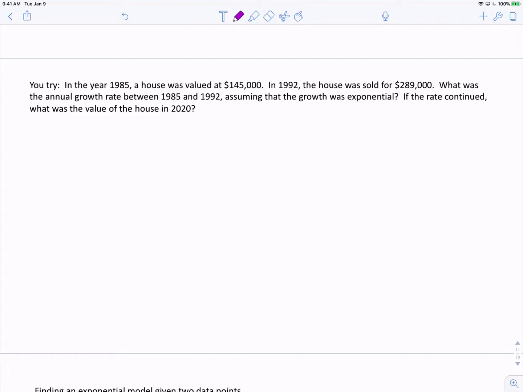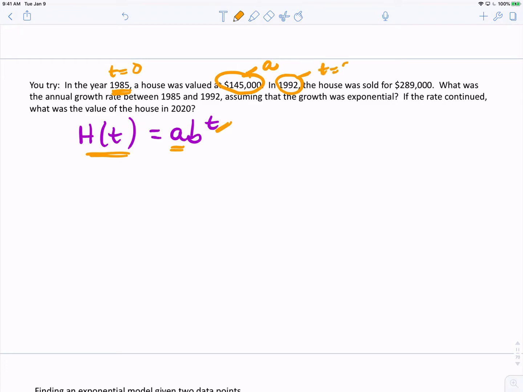So again, it's the same process. I'll just call it H of t for house price, equal to a times b to the t, and a is going to be our initial value. So our starting point was when we first bought the house for $145,000, and time starts then in the year 1985. So we're going to fill in values for h, a, and t that will enable us to solve for b. In 1992, we kept that house for 7 years, so t would be equal to 7.